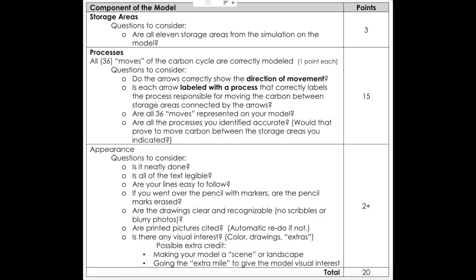Finally, there are some points for style or for appearance. So it should be neat. Your handwriting should be legible. The arrows should be easy to read. You should have some drawings or some color. There should be some visual interest. If you are not artistic or a good drawer or have neat handwriting, you can create this on the computer. If you use any images, you must cite them, however.